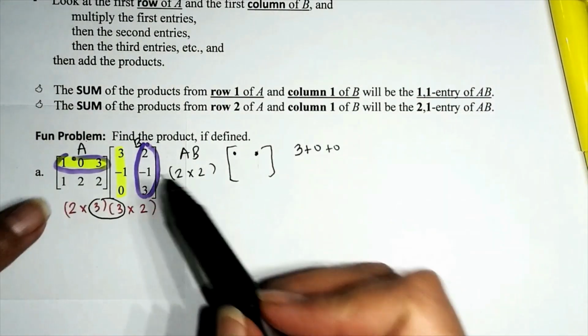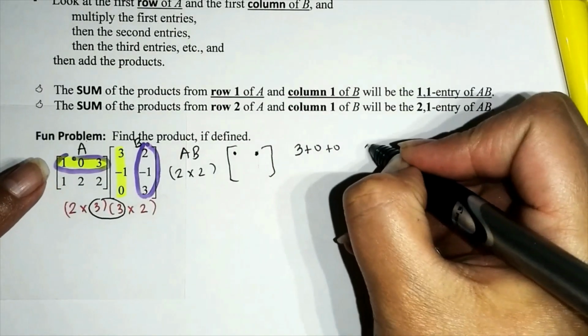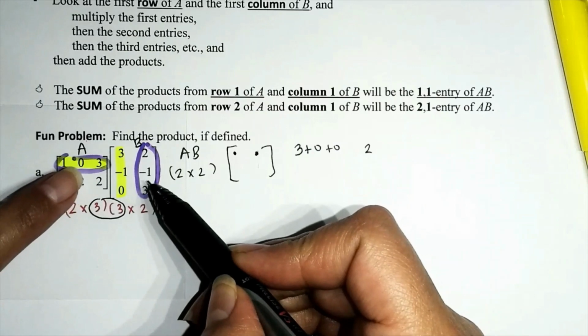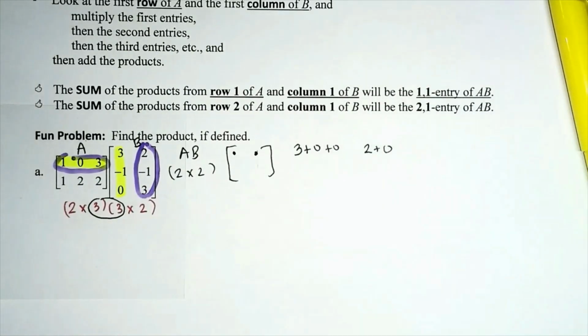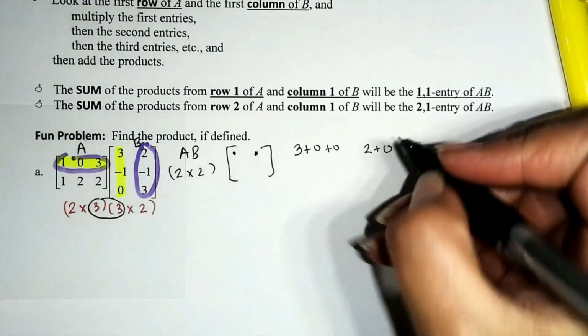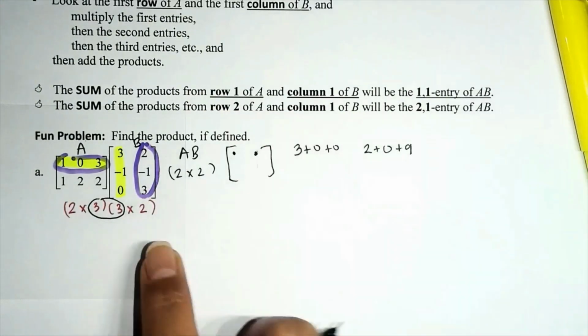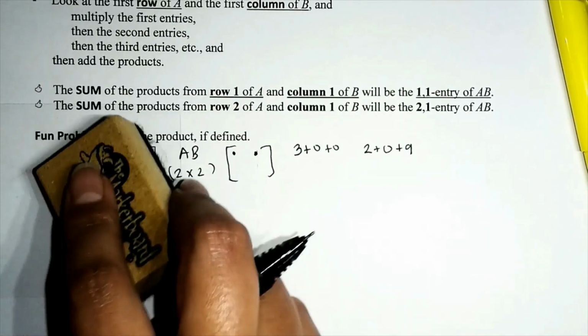Okay, so let's do this. First product, 1 times 2 is 2. Next product, 0 times -1 is 0. Again, we multiply, add. Final product, 3 times 3 is 9. Okay, no more columns, so we're good. On to the next row.